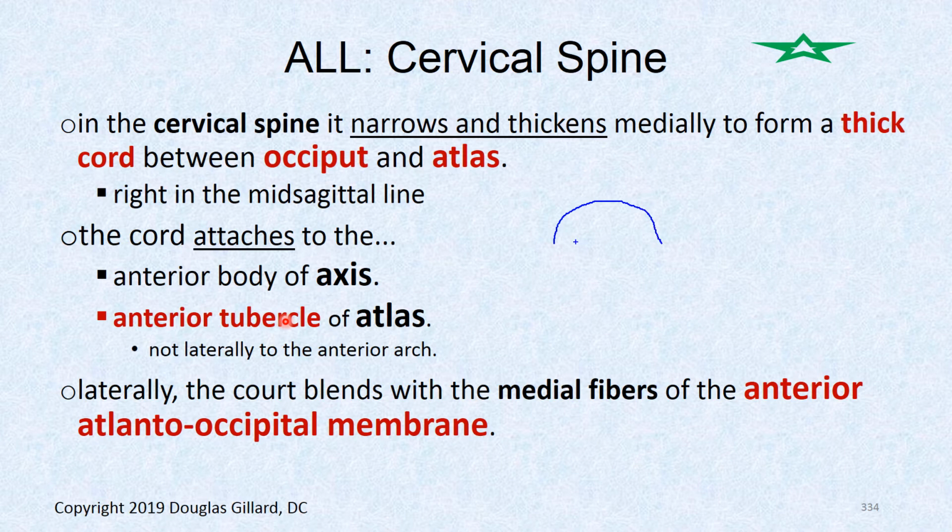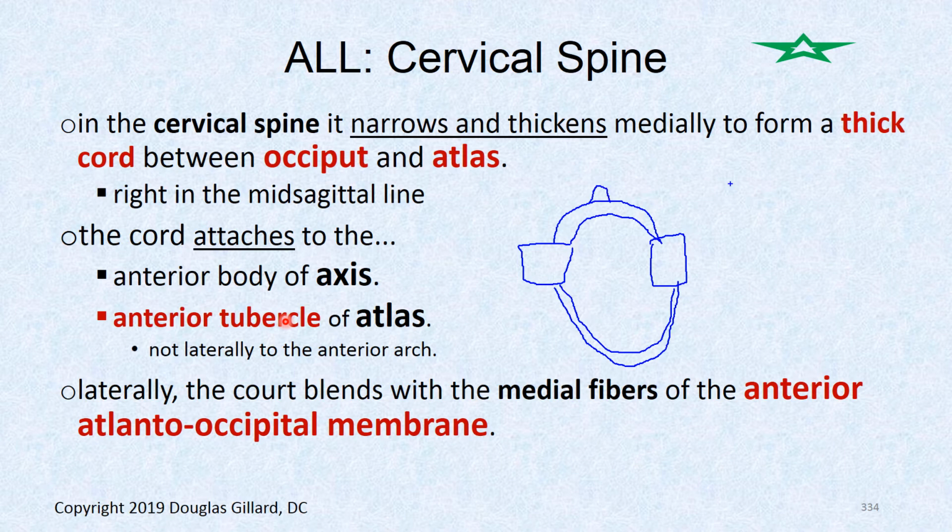Atlas is weird because it has this arch of bone, and it has these lateral masses. It doesn't have a body, but it has these lateral masses. This is a terrible drawing of it. It has these lateral masses, and then it has a posterior arch on the back. This is an overhead view. And off the anterior arch, we have the anterior tubercle.